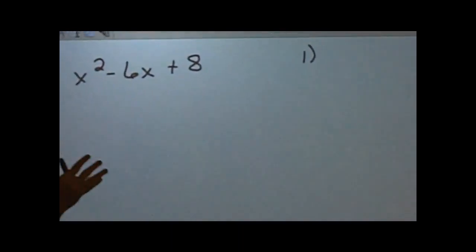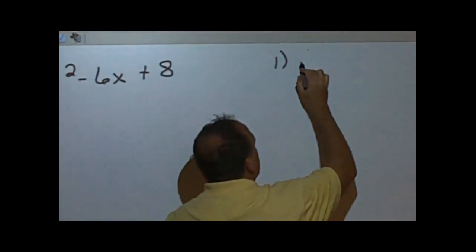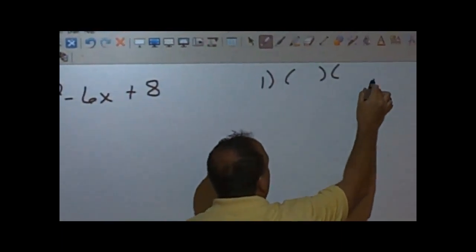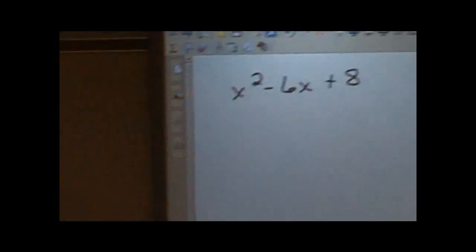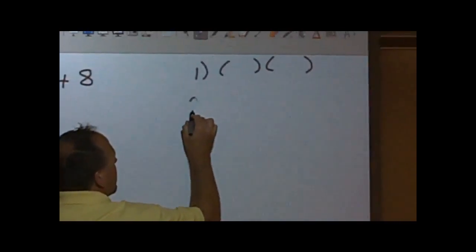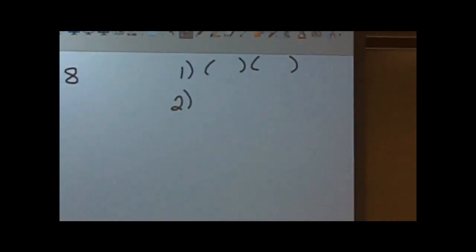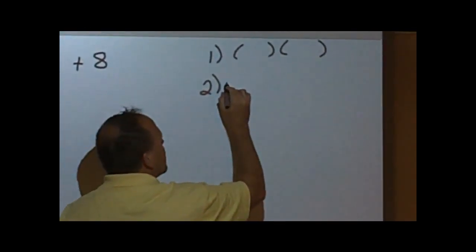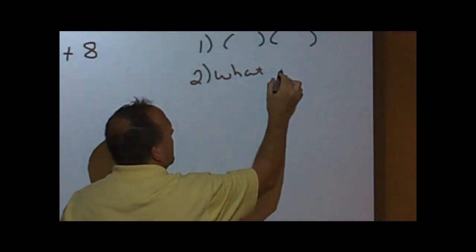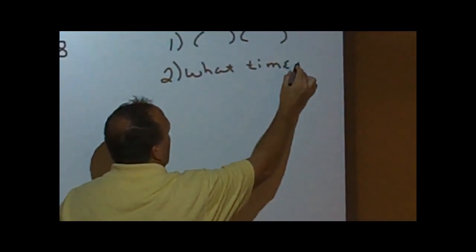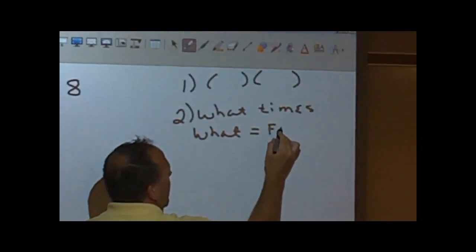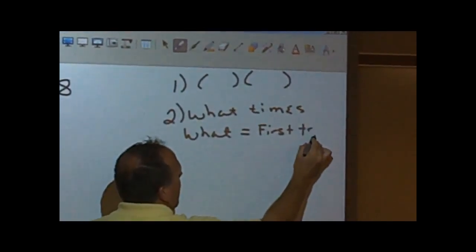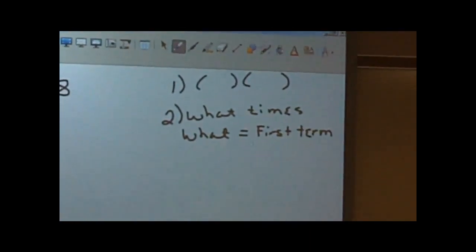My very first step, you're missing the point, guys. Very first step, create parentheses. Every trinomial gets broken down into what? Two binomials. Every trinomial gets broken down into two binomials. My second step, I always ask myself, what times what equals the first term?